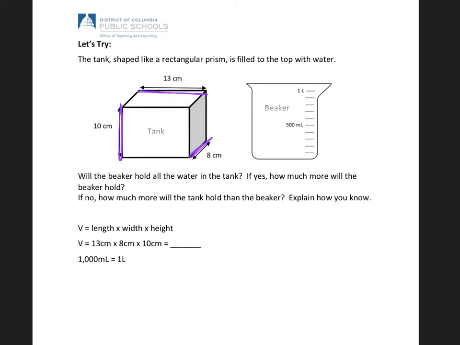All right, explain how you know. So again, it's telling us the volume is the length times the width times the height. So it already gave us what we need to do to figure out the volume. So we need to multiply 13 centimeters times 8 centimeters times 10 centimeters.